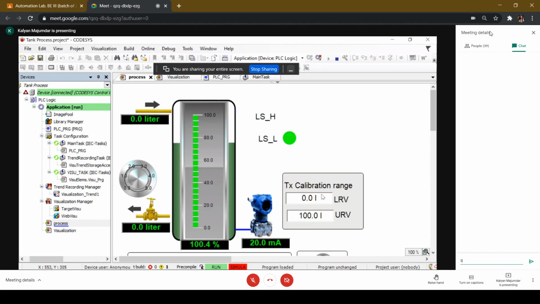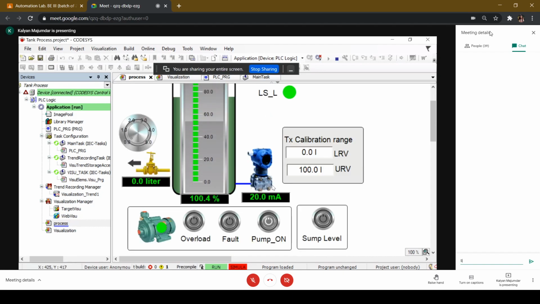Lower values is not liters because we are measuring level. So 0% level would result in 4 milliamperes, 100% level would be resulting in 20 milliamperes. Now the level is at 100%. So the output from the transmitter is 20 milliamperes. So this becomes an input to your controller.